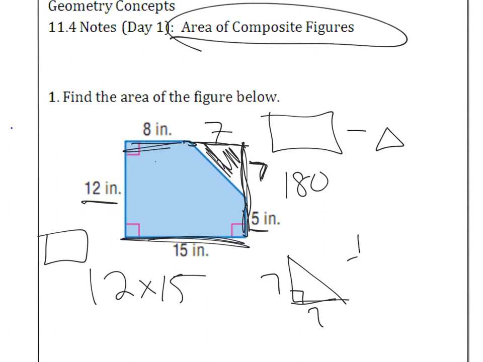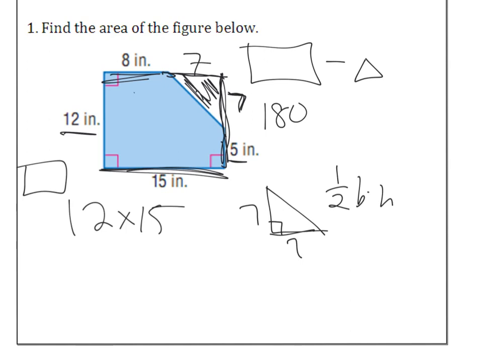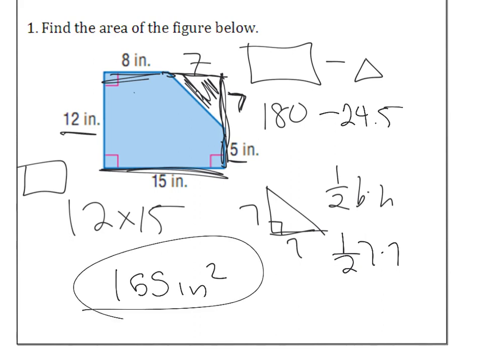A triangle, remember, is 1/2 base times height. So I'm going to take 1/2 times 7 times 7. 49 divided by 2 is 24.5. So 180 minus that is going to give me my answer. The area of the shaded part is going to be 155 inches squared. A rectangle is way easier to deal with than trapezoids, so that's what I wanted to do there.